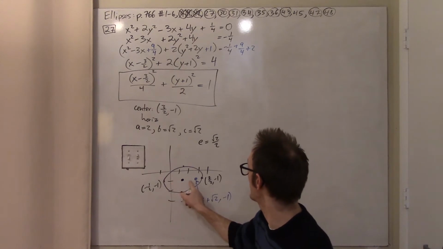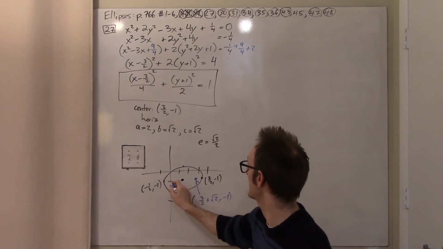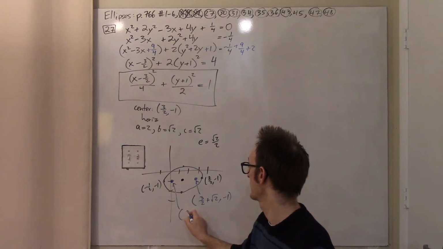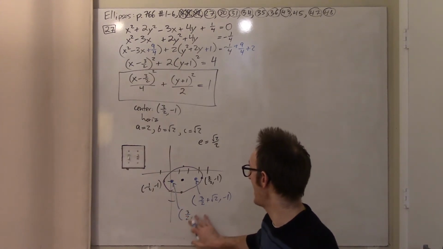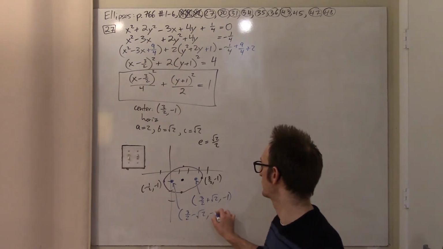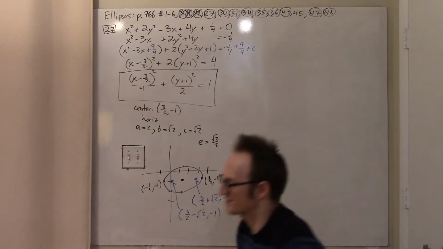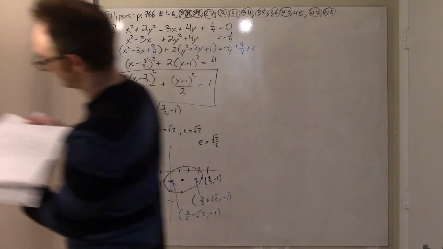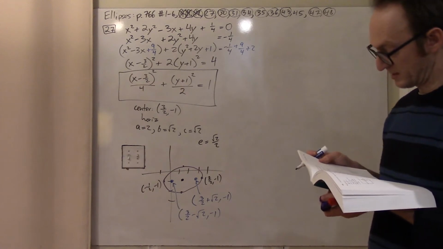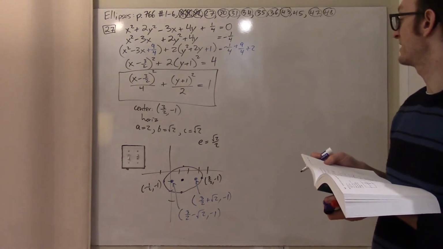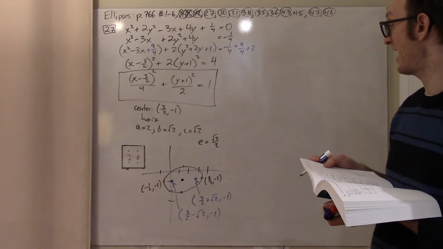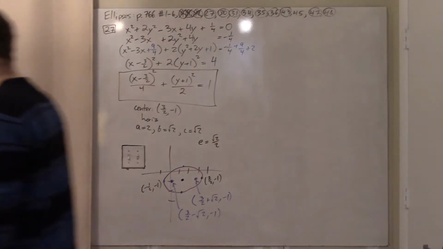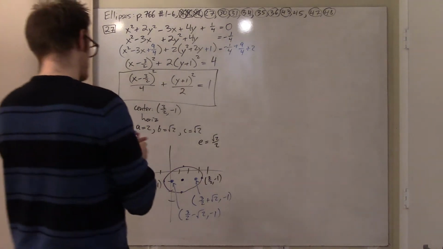And there'll be another one that's here, I guess? Yeah. And that will be 3/2 minus √2, -1, and I think that's all I got. I think that's all I need to be talking about there. Vertices, 7/2, -1, and -1/2, -1. Foci. That's it. There's nothing to talk about here.